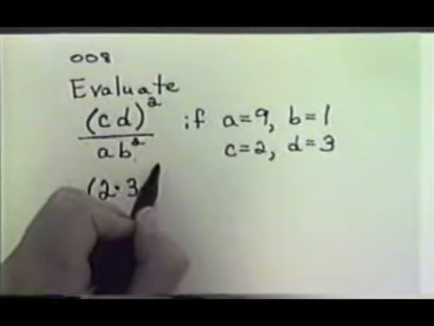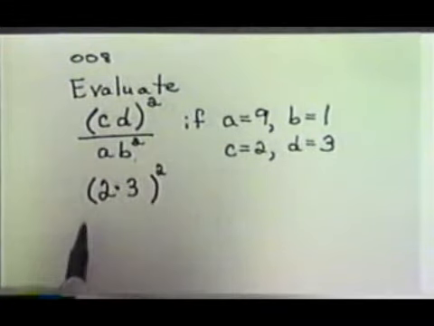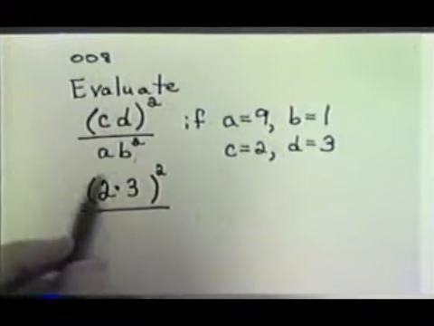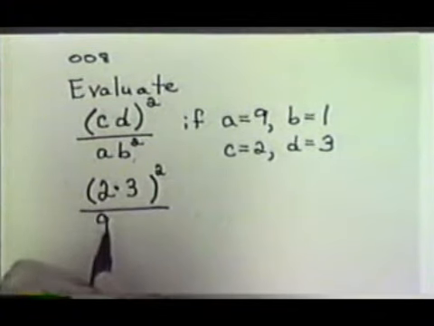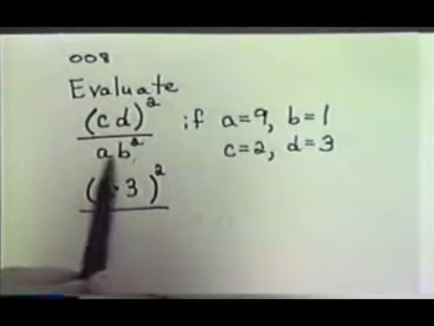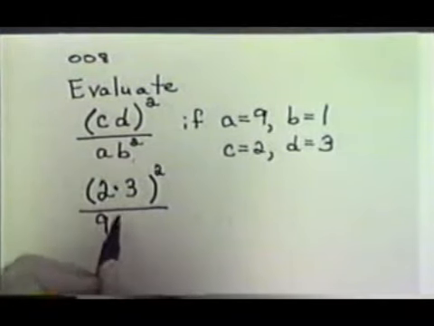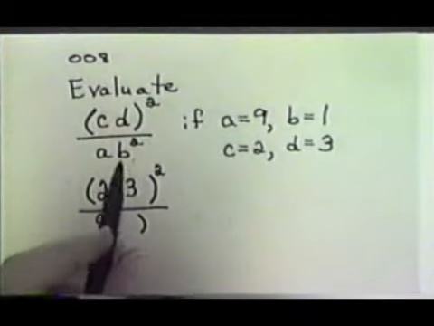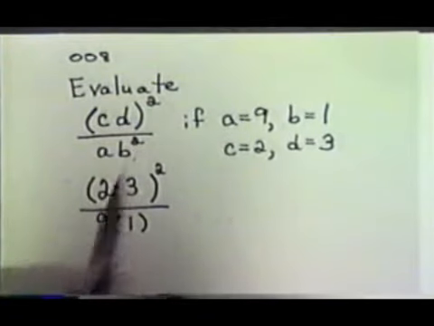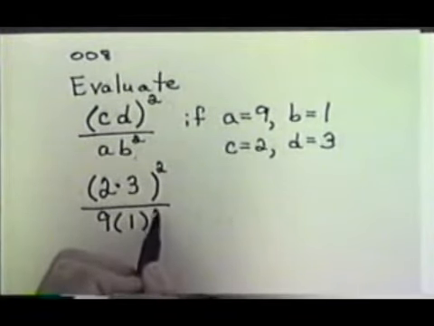and then I'll put my exponent back, my line, and then on the bottom we fill in a, which is 9. Again, the a beside the b means to multiply. This time I think I'll put parentheses, and I fill in the b, which is 1, and I fill in the exponent beside the b, which was 2.